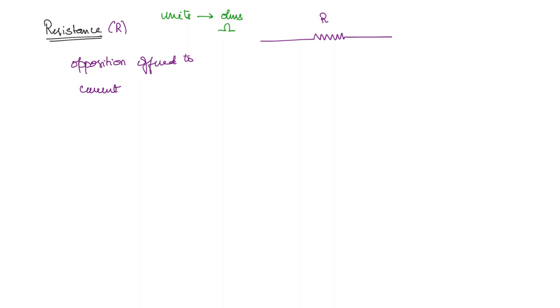Every conductor will have its own resistance depending on a lot of factors. So what are these factors? R is given by rho L by A. So what is rho here? This is called the resistivity. It depends on the material that is used. It is a characteristic of the material.